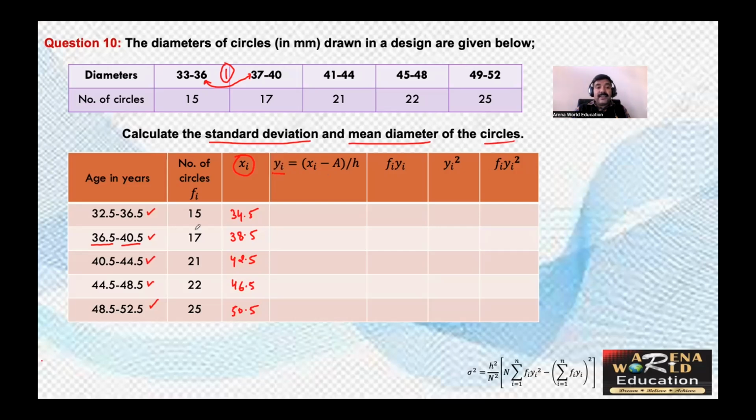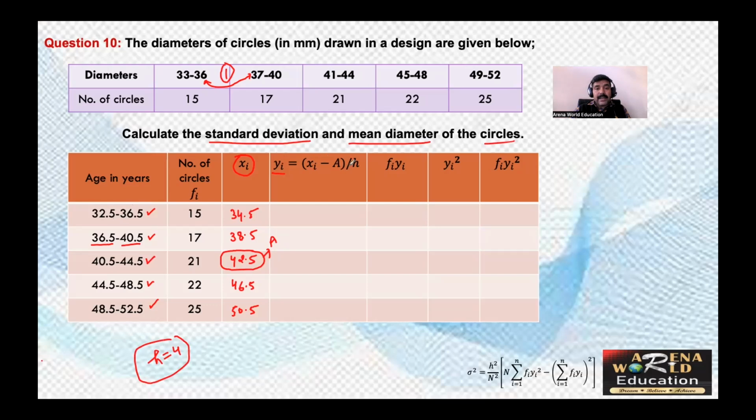Now in the next step, we will find YI. What is A? Yes, we will assume from given XI as A. And to make our calculation easy, we will assume this middle one as A, right? So this will be equal to A, right? And what about H? H is the difference in class intervals. So that is equal to what? That will be equal to 4, right? So we have calculated A, we have calculated H. So easily we can find YI. So YI will be what?